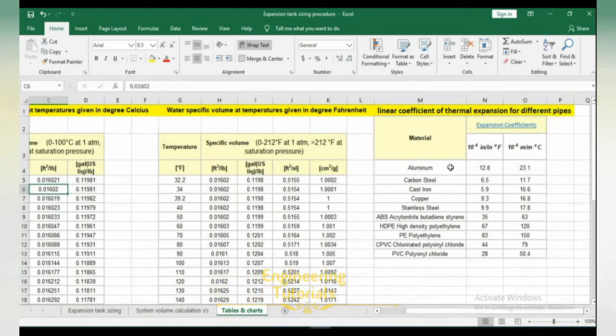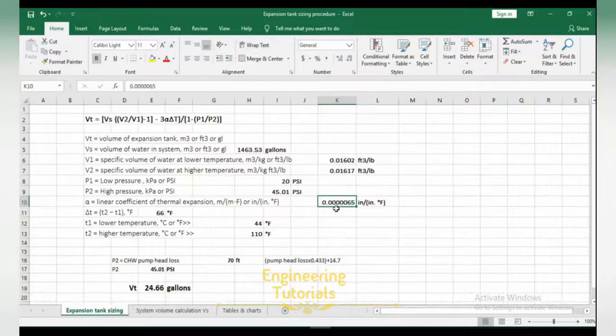As you can see over here, I have a material list for aluminium, carbon steel, cast iron, copper, and this is the thermal expansion coefficient for all the materials. Since we are working on a chilled water system and the material which we use is carbon steel, the alpha value is 6.5 times 10 to the power minus 6 inches per inch degrees Fahrenheit. We are going to use this value in our calculation because we are using black carbon steel material. So 6.5 times 10 to the power minus 6 is the value I have used for alpha.